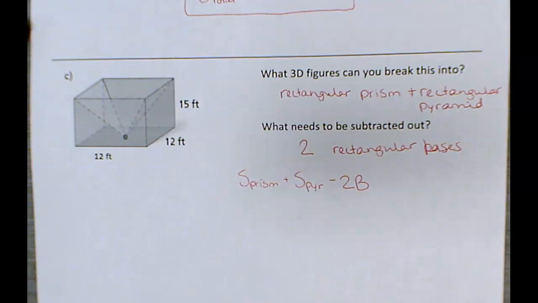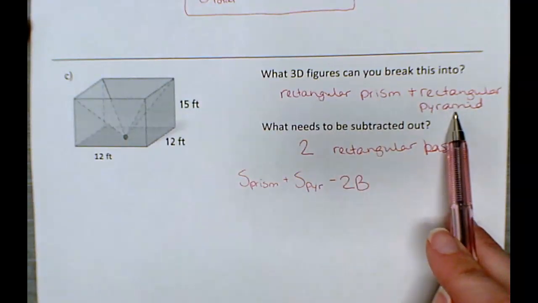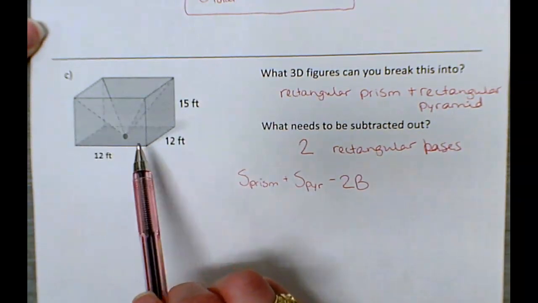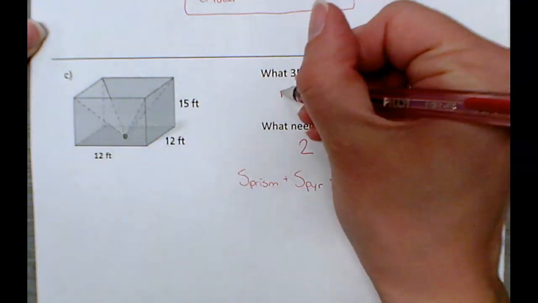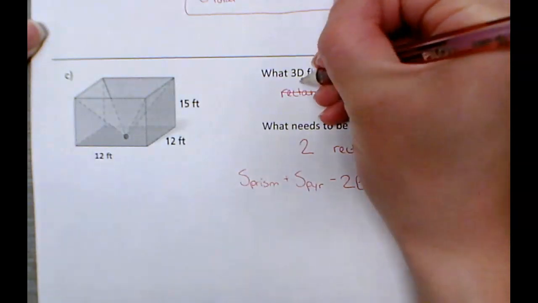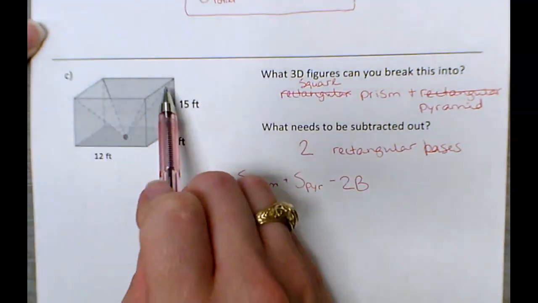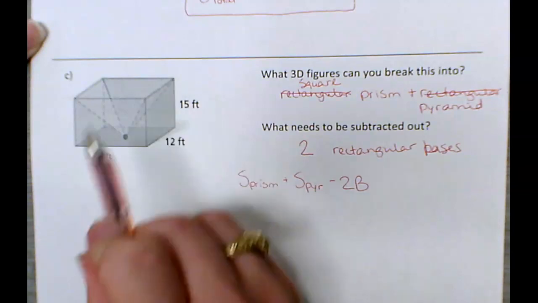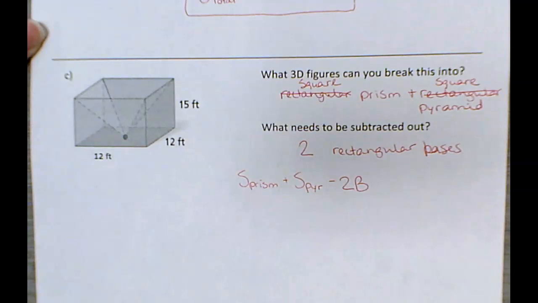So perhaps you identified the 2 figures as a rectangular prism and a rectangular pyramid. Now if you look closely, it's not wrong, but if you look closely, this base is 12 feet by 12 feet. So not only is this a rectangular prism, but we could also go so far as to call it a square prism. And this pyramid also has a base of 12 feet by 12 feet. So not only is it a rectangular pyramid, but we can go so far as to call it a square pyramid.